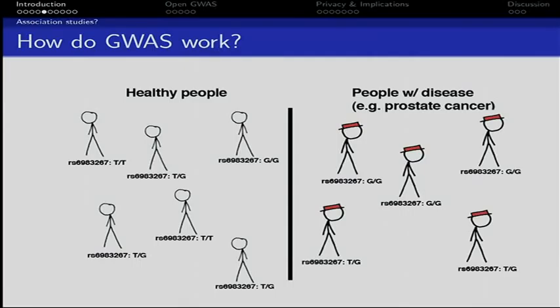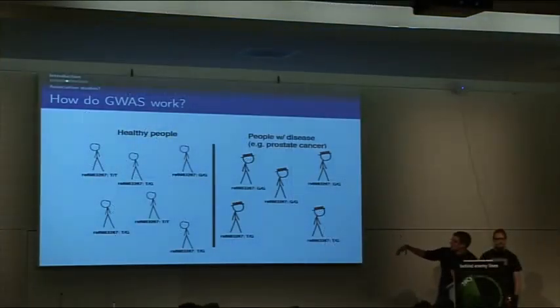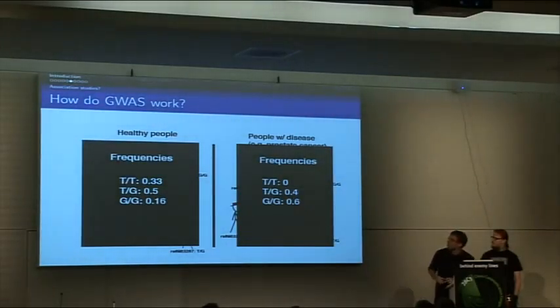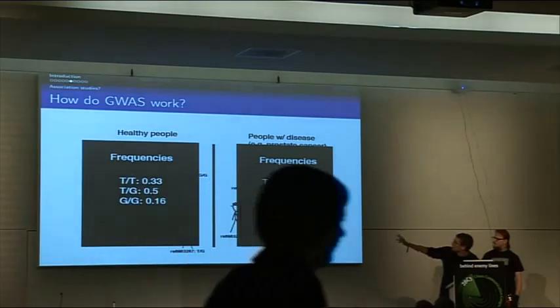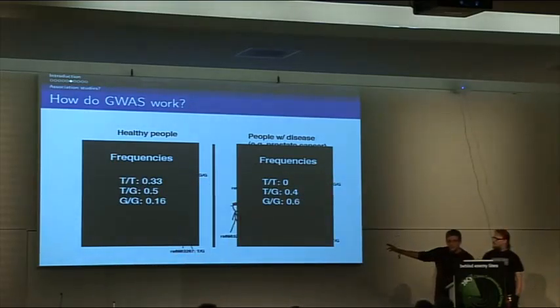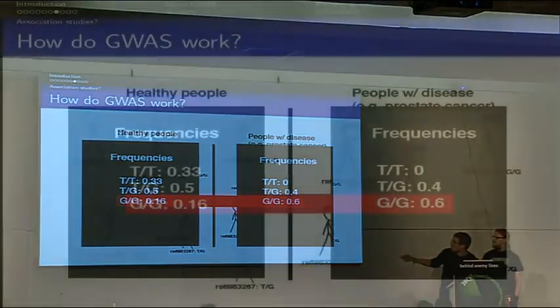So to the left, you see TT, TG, GG, and to the right, you see GG, GG, TG. And GWAS work by comparing the frequencies then. You can see here our healthy population has TT 33%, 50% TG, and our prostate cancer population has 60% GG. So that's a big difference, and we can link the GG SNP to prostate cancer.